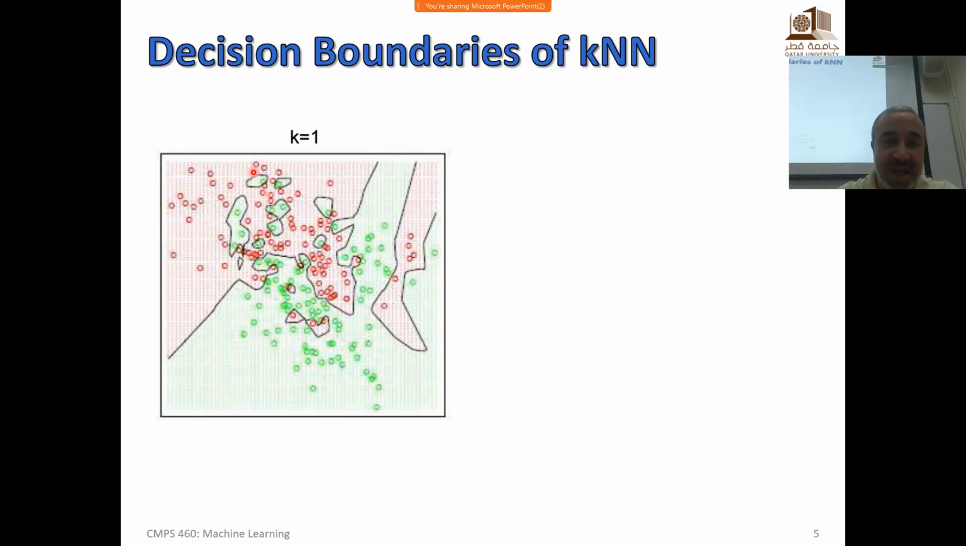Okay? Similarly here, although the neighborhood is majority red, because k is 1, that means that we will only consider in prediction the closest one. Only the closest one will affect our prediction. Okay, yes.